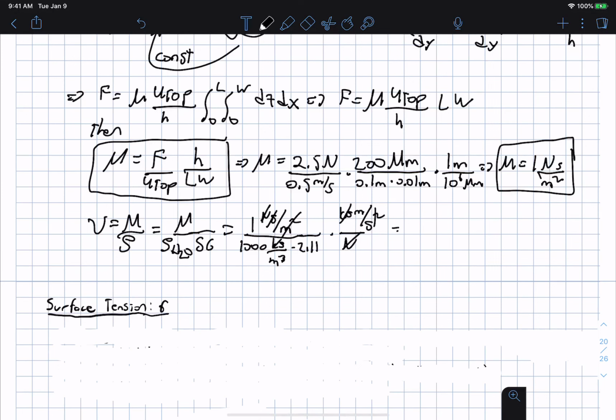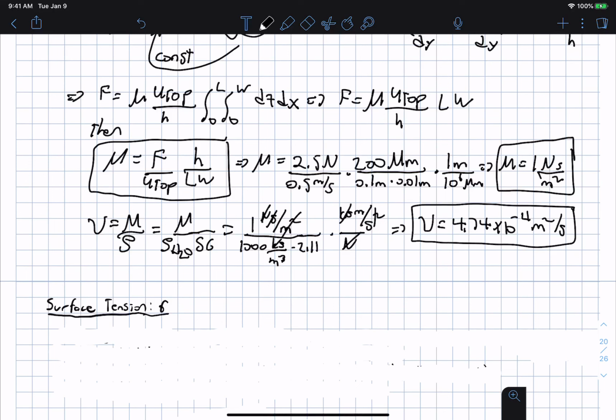And so what we are left with is that the kinematic viscosity, if you punch in the numbers in your calculator, is 4.74 times 10 to the minus 4 meters squared per second. Okay, and so that's how we solve that problem.